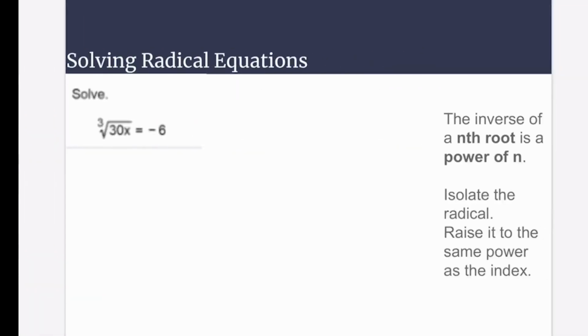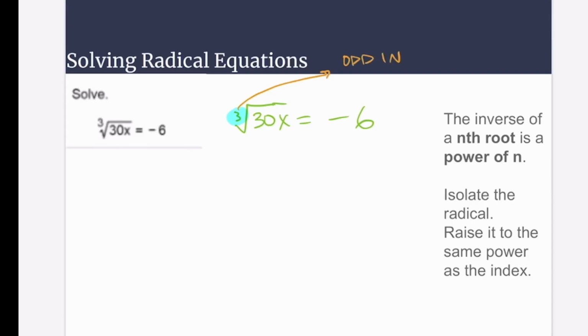And then we'll do one more problem. So this is not a trick. This is the cube root of 30x is equal to negative 6. So what I just said is that this cannot equal a negative number. However, this is a cube root. So you can have the cube root equal to a negative. So that's the difference. Those are all rules.